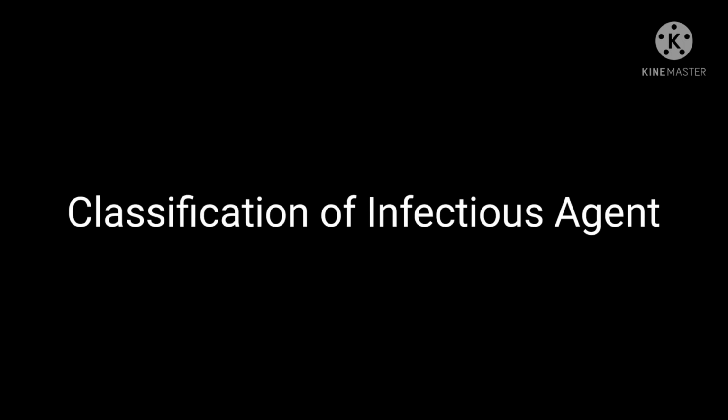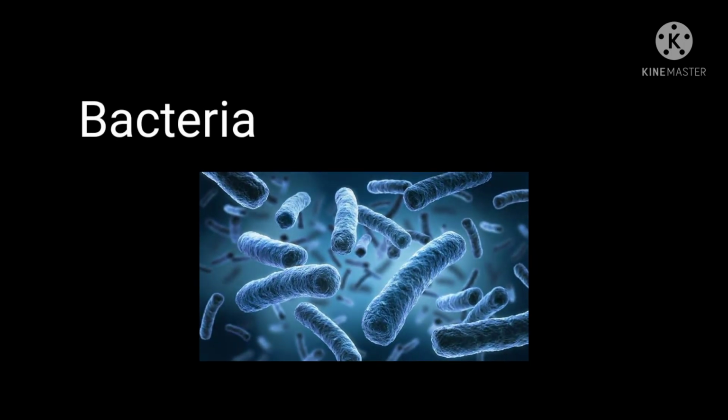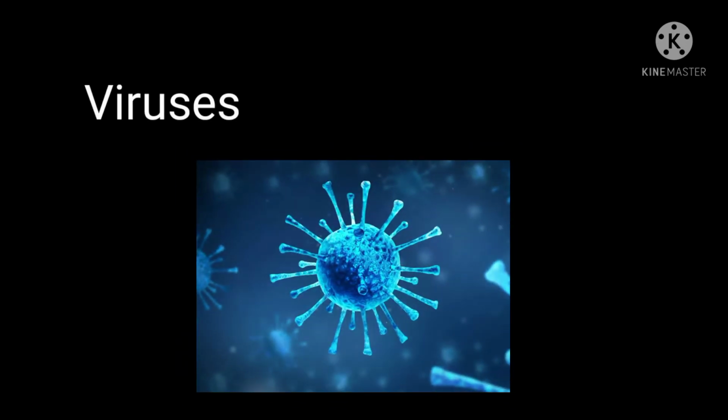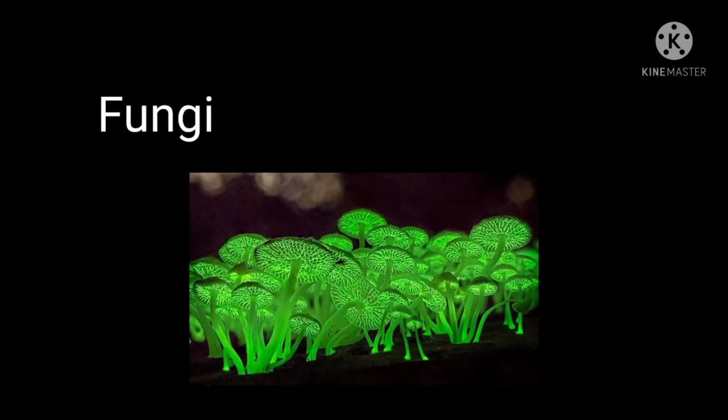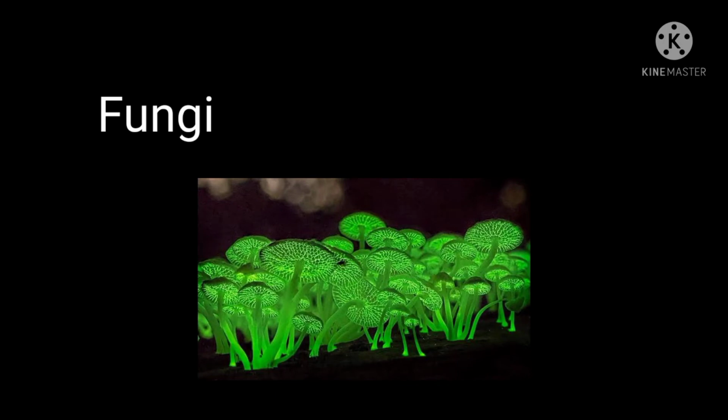Now, let's identify those classifications of infectious agents. One of these classifications is the bacteria. These survive on appropriate media, stain gram-positive or negative. Then, the viruses, obligate intracellular parasite which only replicate intracellularly. Next is the fungi, non-motile, filamentous branching strands of connected cell.